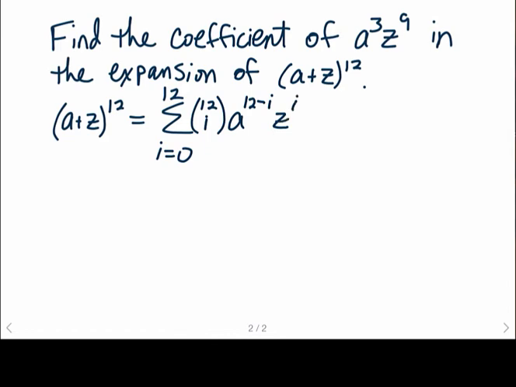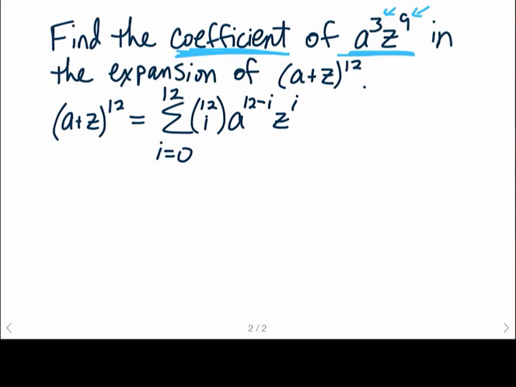A couple of things. One, we're only asked for the coefficient. We aren't asked for the whole term, and we are certainly not asked to expand the whole thing out. That would just be awful. It would be boring is what it would be. We're asked for the coefficient, and the term we're looking for is a cubed z to the 9th. So we're looking for the term where a has an exponent of 3 and z has an exponent of 9.